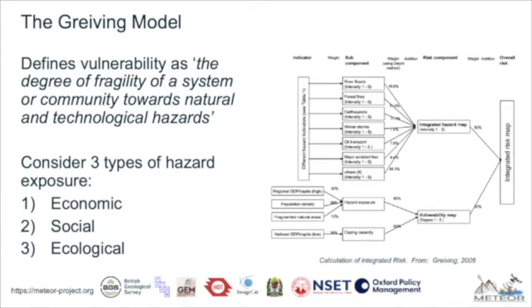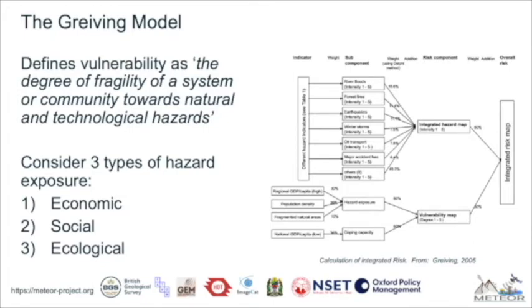Vulnerability in this assessment is defined as the degree of fragility of a system or community towards natural and technological hazards, and is therefore place-specific, integrating hazard, exposure, and the coping capacity of different regions. They consider three types of hazard exposure.